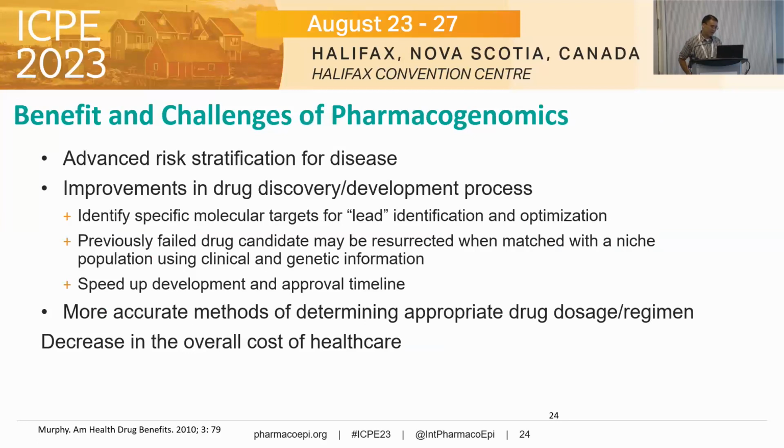So what are the benefits and challenges for pharmacogenomics? We know it can advance risk stratification for the disease. It will help the drug discovery and development process, identifying a specific target earlier, with need identification and optimization. Gefitinib is a very good example where previously failed drug candidates can be rescued in some ways, when you match them with niche populations with particular biomarkers. Of course, the third one is that it can also help speed up the development as well as approval timelines.